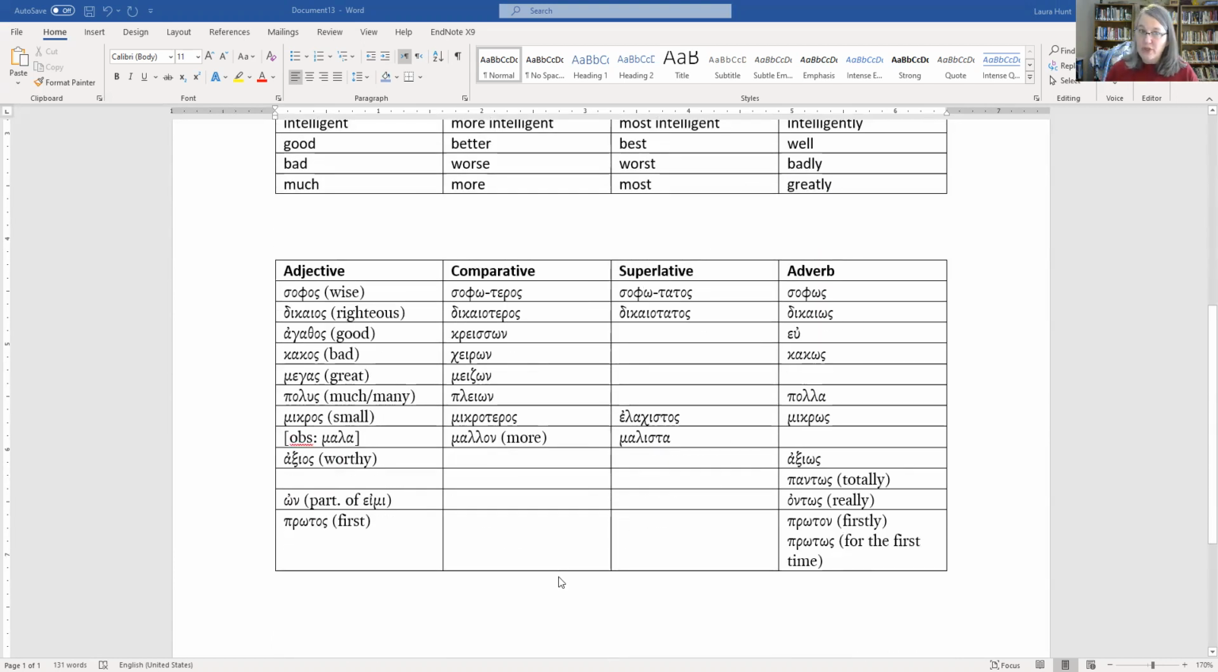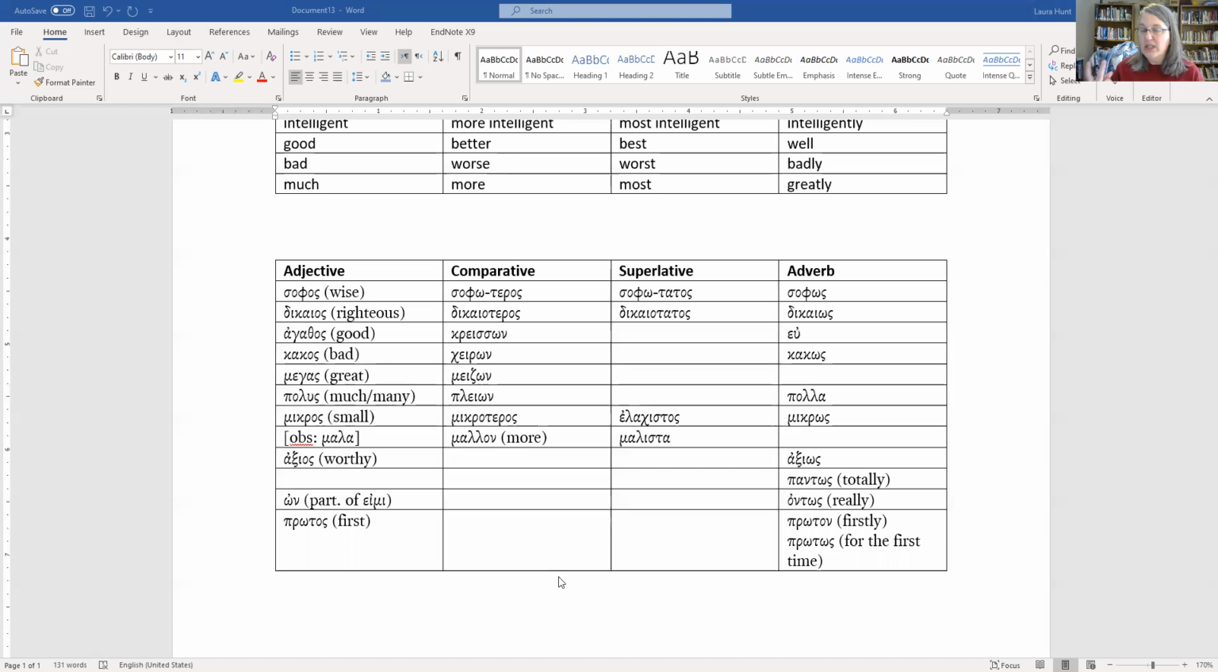So we have sophos, which is wise. And then if we want to compare the wisdom of two different people, we add teros on the end. And if the root has a vowel, we lengthen the vowel. So sophoteros, and then that would be wiser. And then wisest is sophotatos. Tatos is the ending that works the way EST does in English.